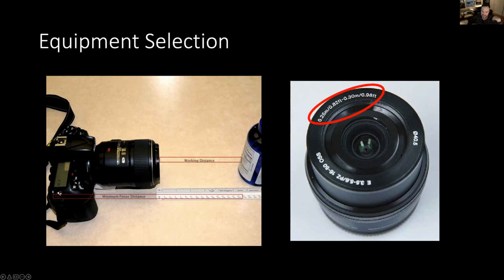So working this scene here, if I wanted this pill bottle to be in focus and I knew my focal distance was 12 inches, well, then I would need to be 6 inches back from that to be able to have it in place to work that. So working distance is different than minimum focus distance.